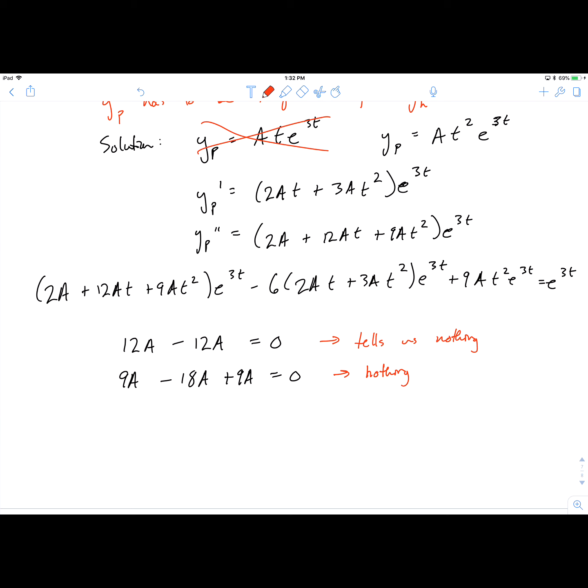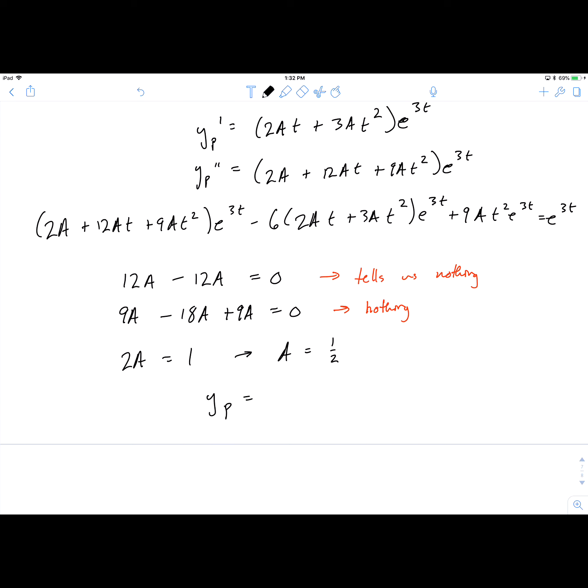The reason there are these equations that don't give us any information is because we are only looking for one coefficient. So we have ultimately 3 equations to find one unknown. So 2 of the equations are extra. They don't really do anything for us. All that's left then is the 2a e to the 3t, and that has to equal e to the 3t on the right hand side. So pretty easily you can tell that a has to be 1/2. We have 2a equals 1, so a equals 1/2. So the final solution is yp equals 1/2 t squared e to the 3t.